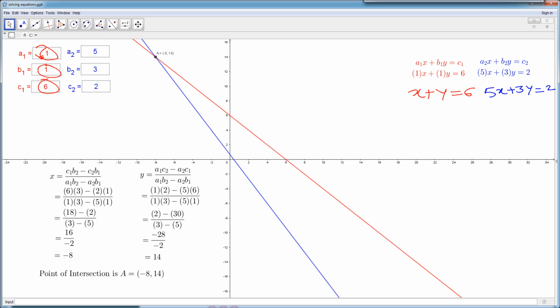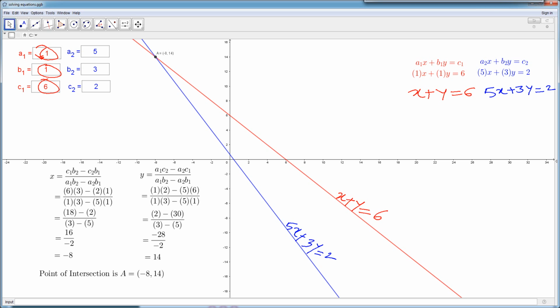As we have seen in the previous lecture, we can easily plot these two lines by determining points on the x-axis and y-axis. So the first line which we can plot is x plus y is equal to 6. And the second line which we are obtaining is 5x plus 3y is equal to 2. We have the two lines. Now the problem is to obtain their intersection point.